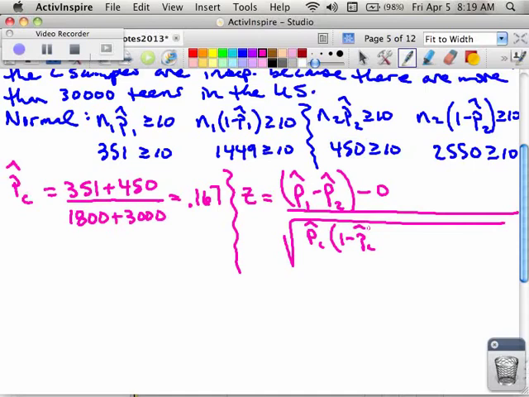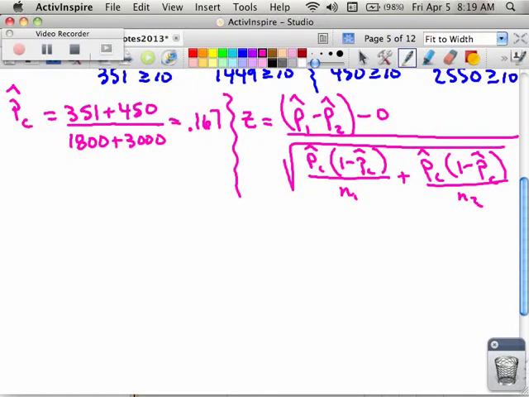Is that what it said on the previous one? Yeah. Over the first sample plus the same thing over the second sample. So that's our formula from the previous page.